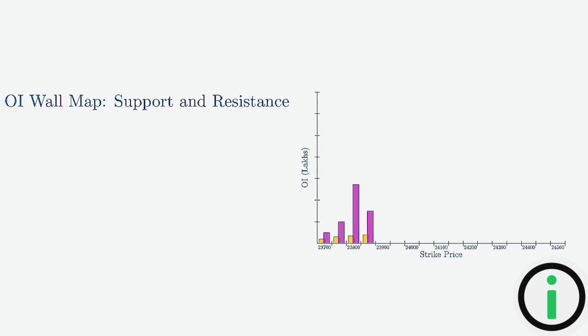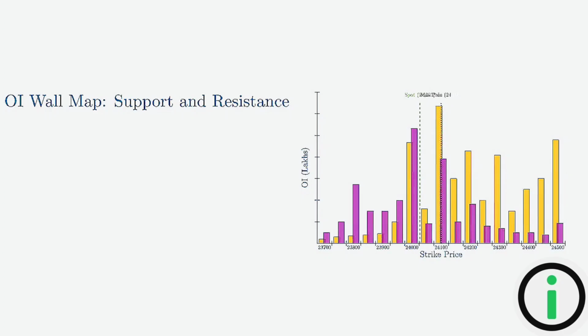To truly understand where the market might struggle or find support, we need to look at the OI wall map. This acts as a map of support and resistance based on where big players have written their contracts. Look at the strike price of 24,000. Notice the tall purple bar. There are 53.23 lakh put contracts here, making it our strongest support, or the floor.